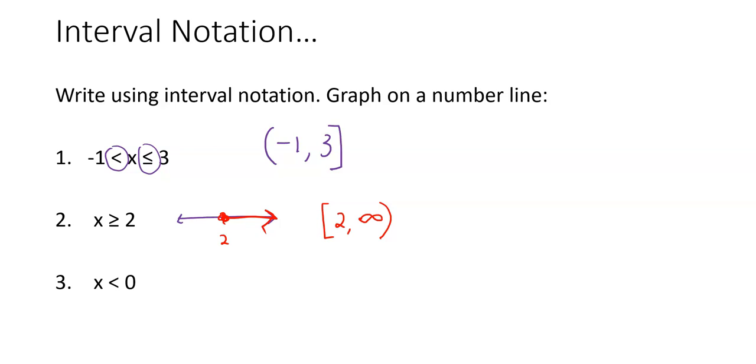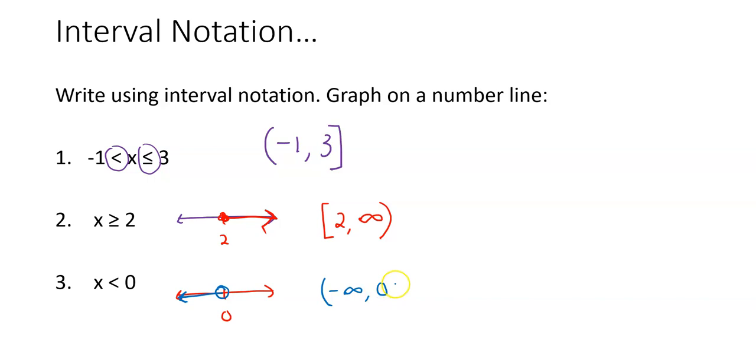The third one, x is less than 0. Well, if this is my number line, here is 0, we want values that are 0 or less, but not including the 0. So not including the 0, and we shade left. Well, how do I write that on a number line? Where does the graph start on the left side? It goes all the way to negative infinity.